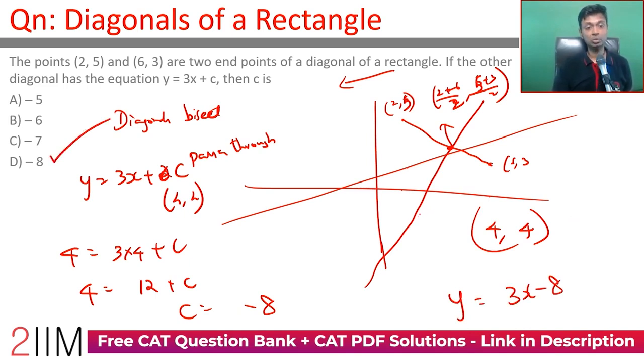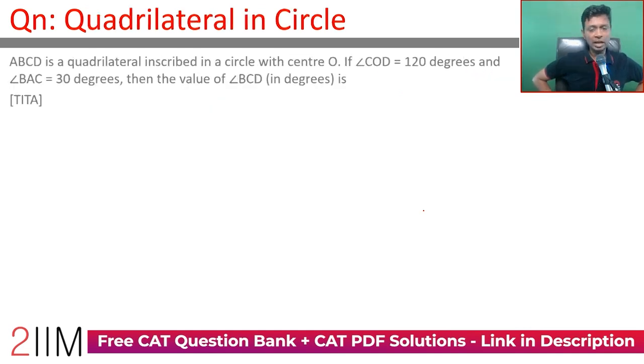So we are effectively using the idea that the diagonals of a rectangle bisect each other. That's all we need to do. That means this diagonal y equals 3x plus c passes through the midpoint of the diagonal (2, 5), (6, 3). Once you know that, you're through.